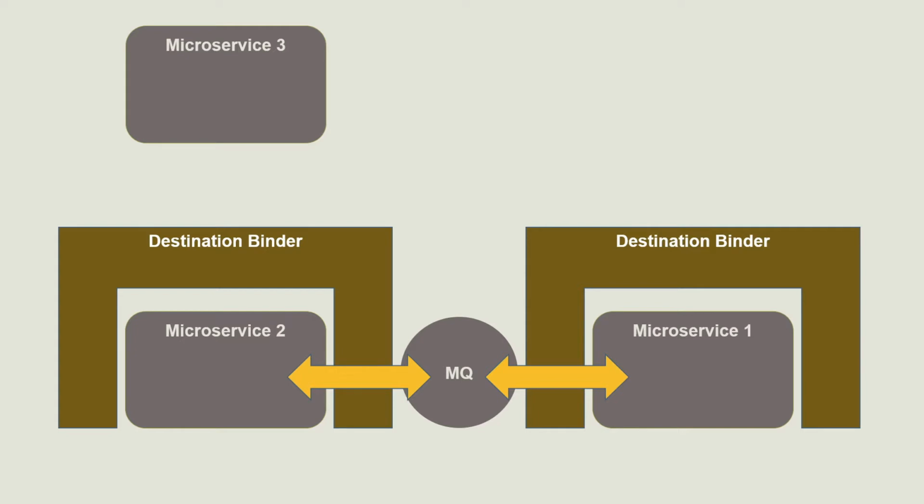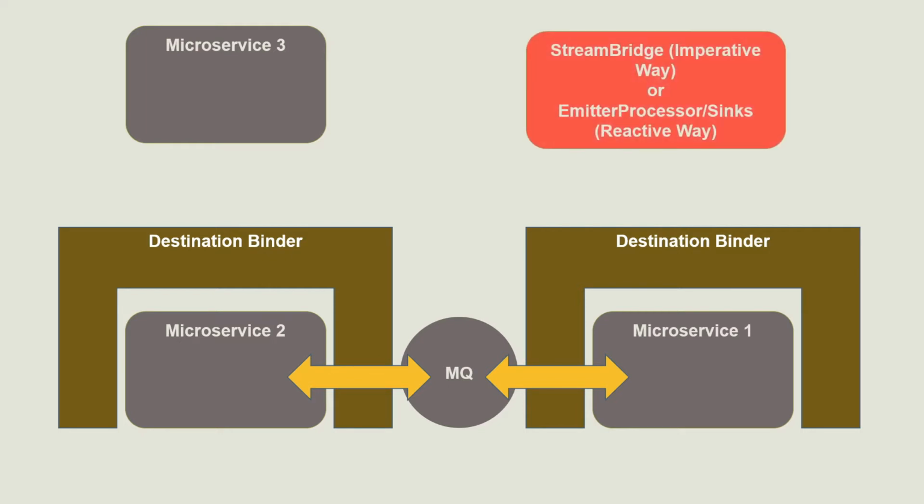How do we bridge such a source with the functional mechanism used by Spring Cloud Stream? Well, Spring Cloud Stream provides two mechanisms, one is imperative style and one is reactive style, which take data from a REST endpoint and bridge it into Cloud Stream. Let's move to the lab to try hands-on.